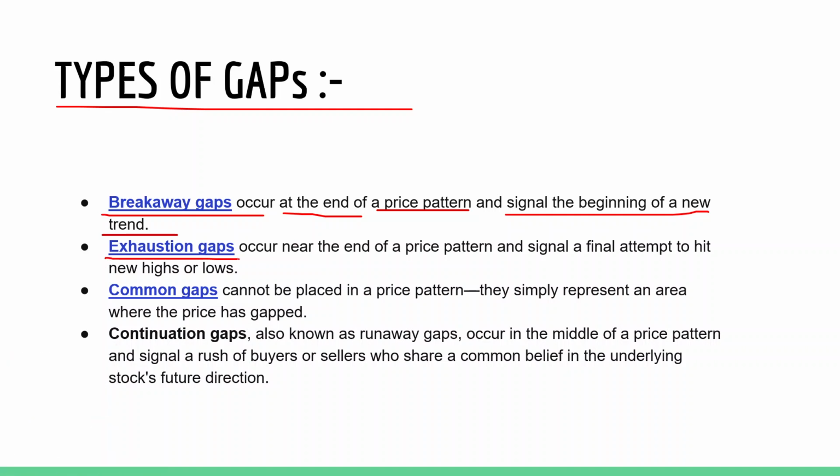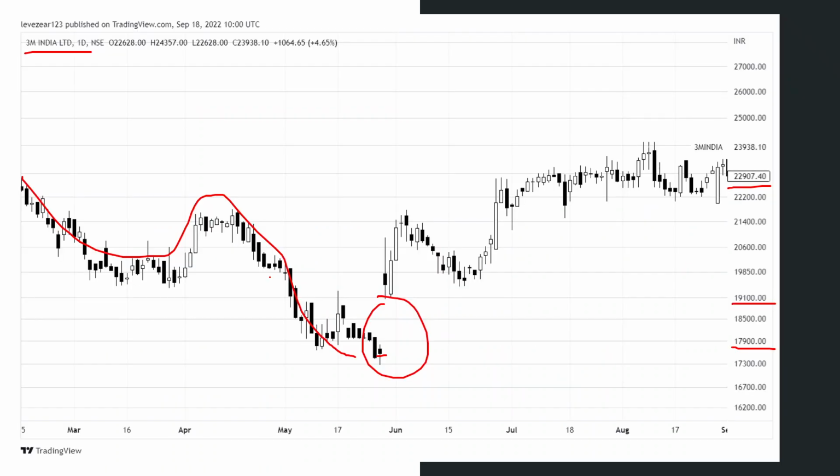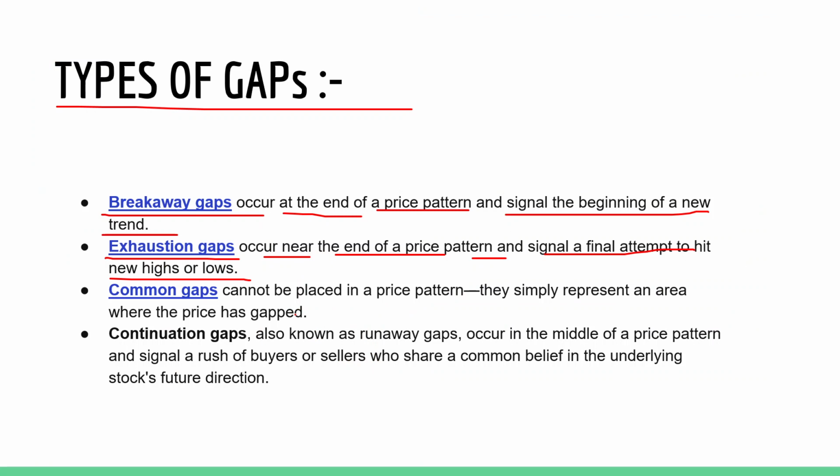Next, we have the exhaustion gap. It occurs at the end of a price pattern and signals a final attempt to hit new highs or lows. So what is an exhaustion gap? I have this example I showed you here, though it might not be the perfect example, so let me explain what an exhaustion gap is.